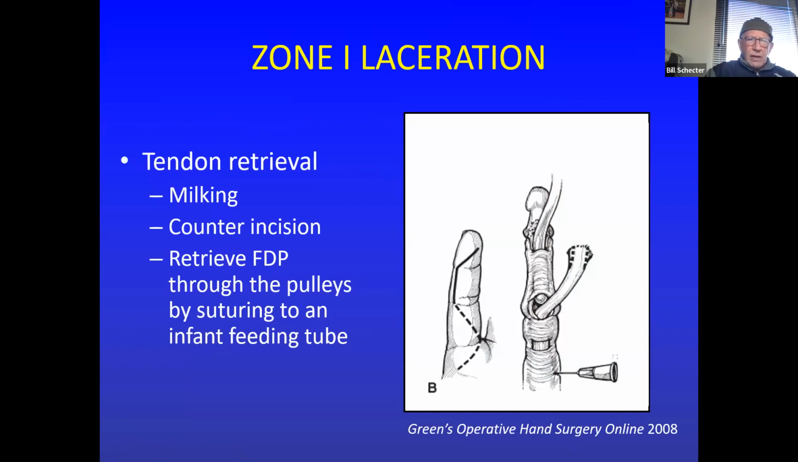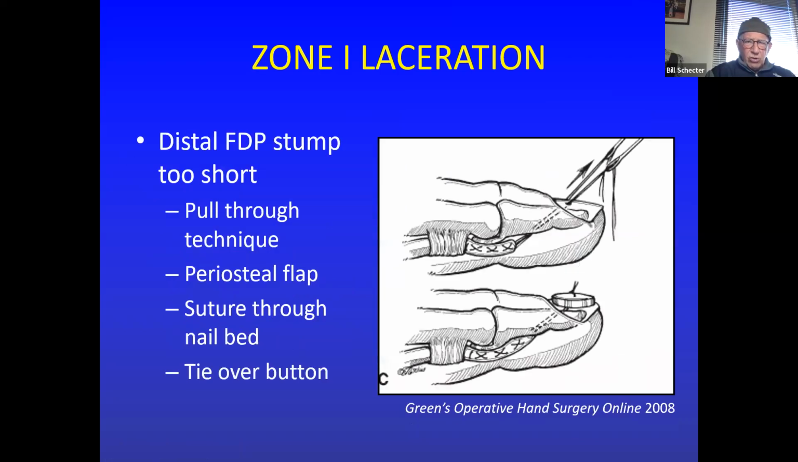Okay, so here's the zone 1 laceration. We talked about milking the tendon to retrieve the proximal tendon or making a counter incision. We talked about the need for good exposure, and how we can thread a feeding tube through there, suture it to the end, and bring it back. Same with zone 1. It's the same principle as with zone 2.